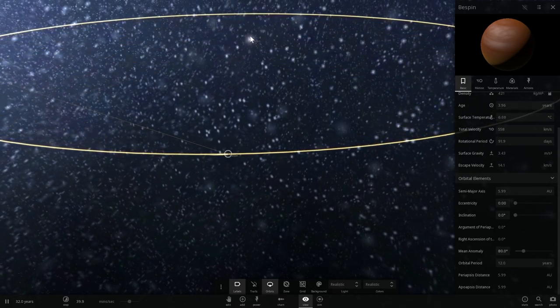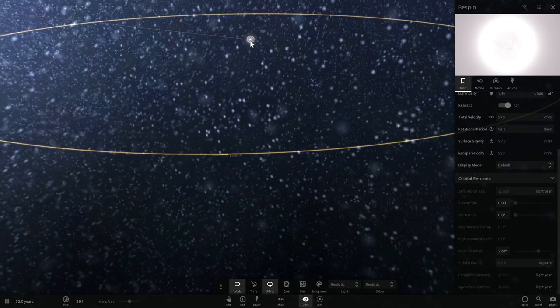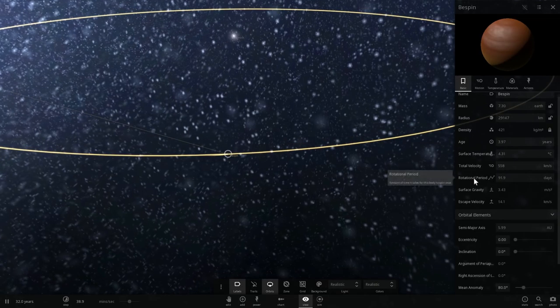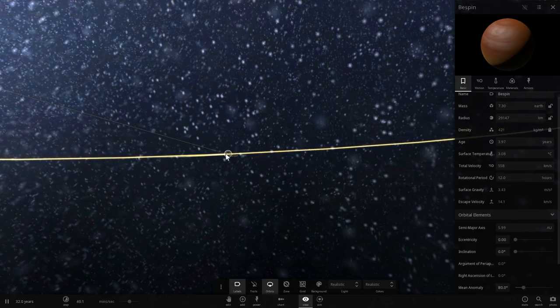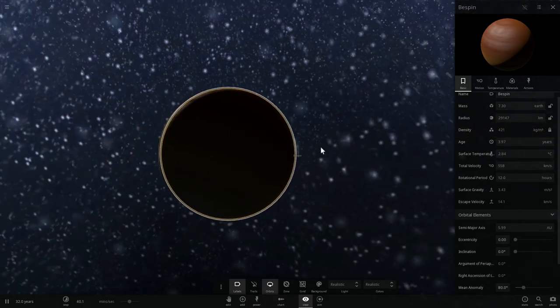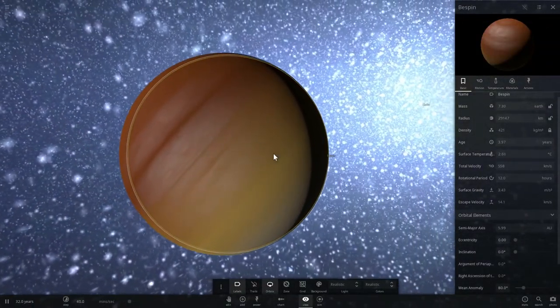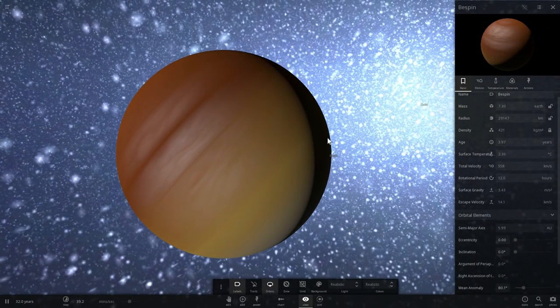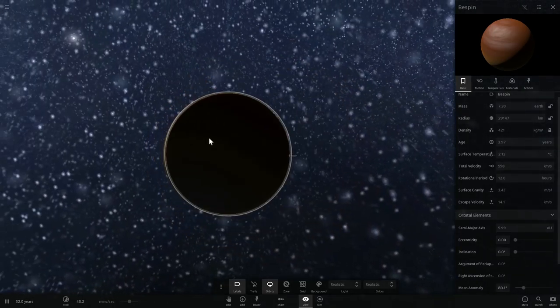because that's how long it takes for planet Bespin to orbit around the star called Bespin. And this is the star called Bespin right there. However, its rotational period is actually a lot faster than this. It takes about half a real-life day to rotate. So it's about 12-hour days on Bespin, which means that you'll get to witness sunlight and darkness within the same day, as it would be on Earth.